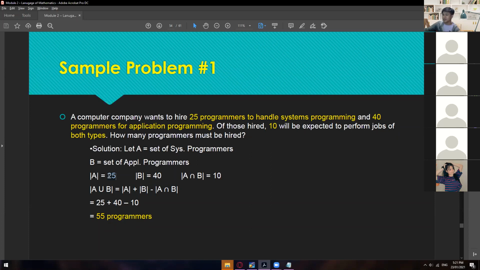A is 25, which is for the system programmers. And then B here is the 40 programmers. And then just remove the common elements, which is A intersection B, those who will perform both types. So 25 plus 40 minus 10 is equal to 55 programmers. These are the total programmers that we need to hire to fulfill those counts of applicants or programmers.